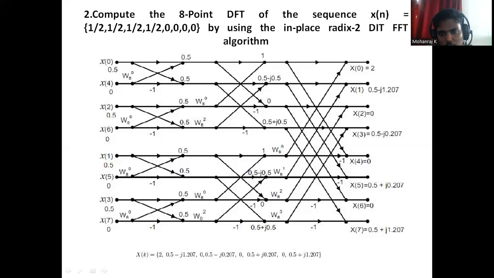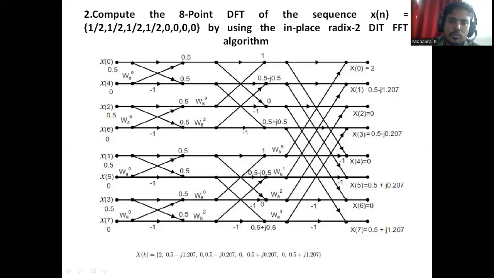That value, W for 1, equals 0.707 minus j0.707. So we multiply this with 0.5 minus j0.5. We add this one and get the answer x of 1 equal to 0.5 minus j1.207.